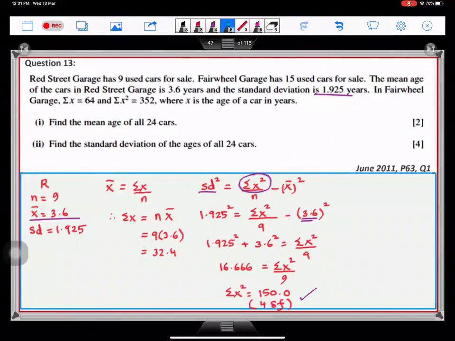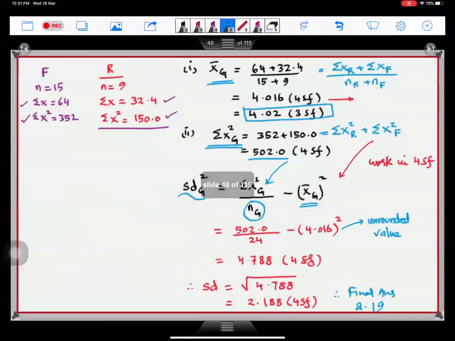Once you have obtained sigma x and sigma x square for red, the question is as simple as the previous question. For the mean, add both the sigma x divided by the total number. First, add both the sigma x square and then carry out the standard deviation for the group formula. Take care of the accuracy. That will be re-emphasized over and over again. Because when you understand a concept in its totality, it's very stupid to miss out marks just on some O-level math significant figures. So take care of it.